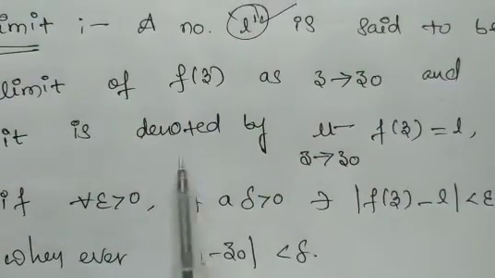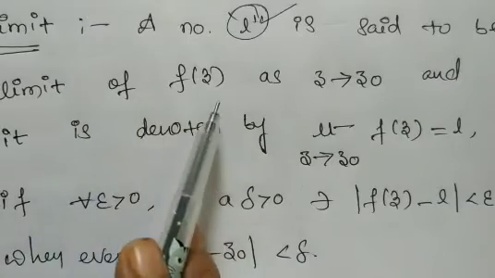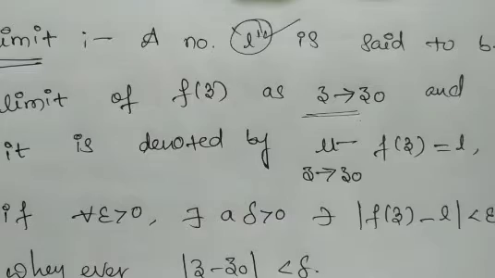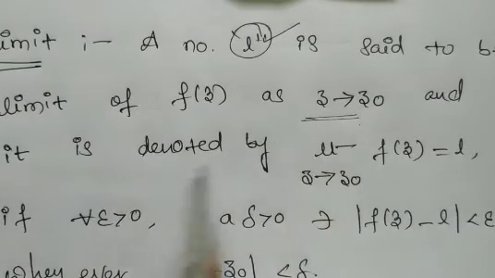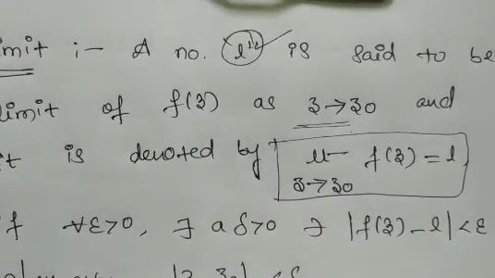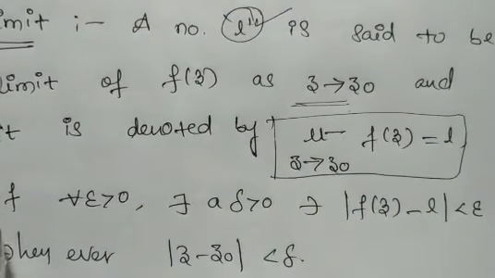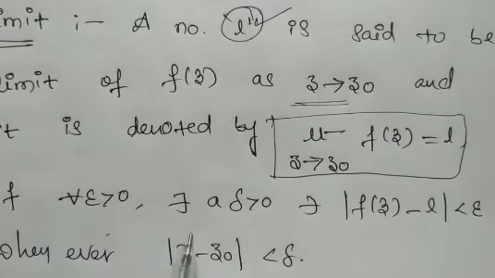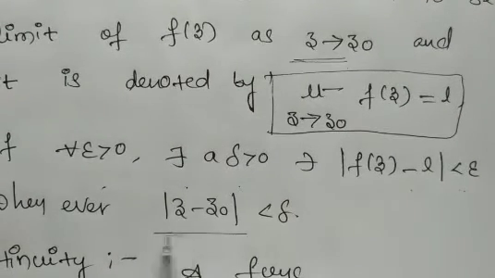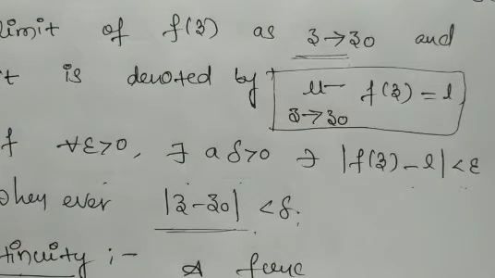A number L is said to be the limit of the function f(z) as z tends to z naught, and it is denoted by limit z tends to z naught f(z) equal to L, if for every epsilon greater than 0 there exists delta greater than 0 such that modulus of f(z) minus L is less than epsilon whenever modulus of z minus z naught is less than delta. So this is called the limit of a function.